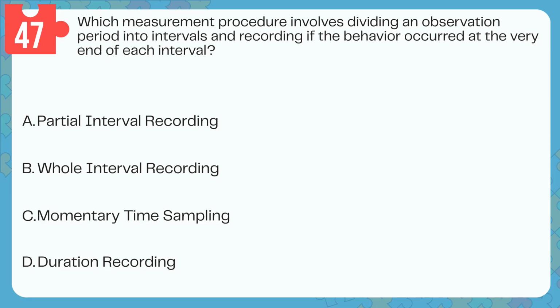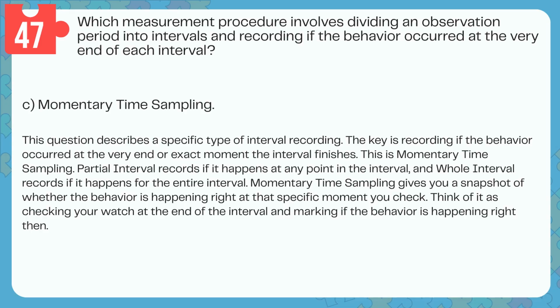Question 47. Which measurement procedure involves dividing an observation period into intervals and recording if the behavior occurred at the very end of each interval? A. Partial interval recording. B. Whole interval recording. C. Momentary time sampling. D. Duration recording. Answer: C. Momentary time sampling.